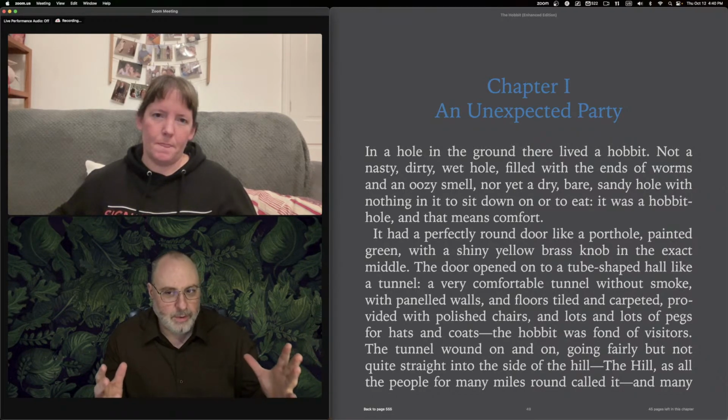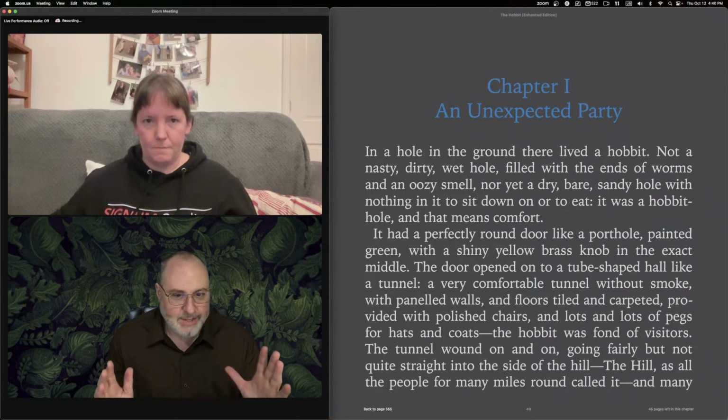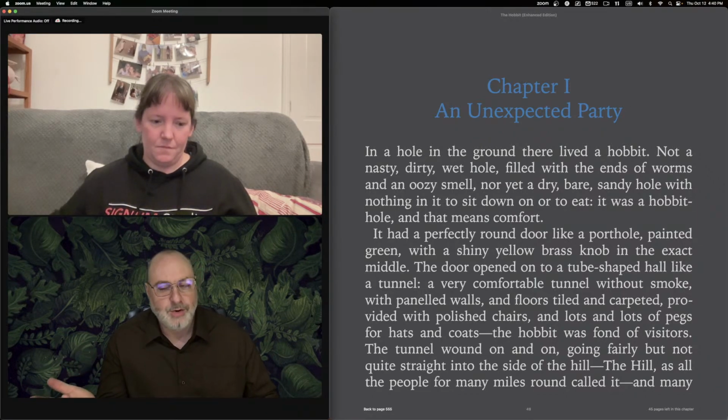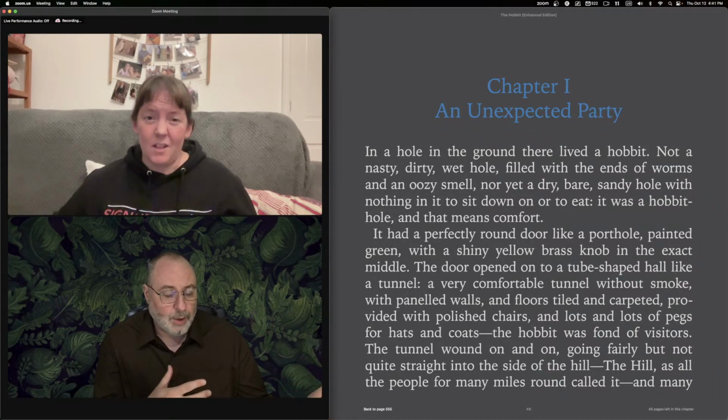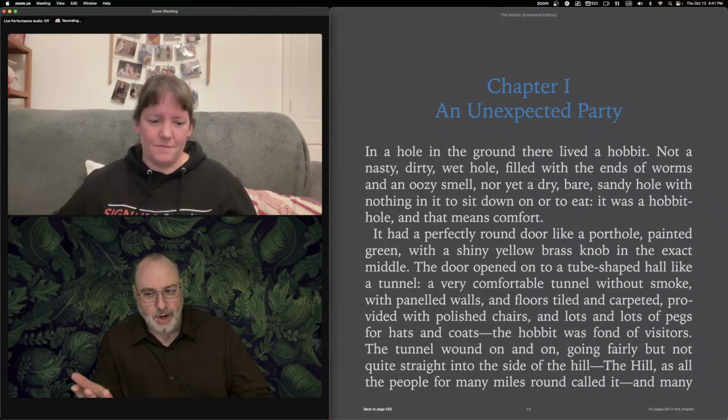Like the first hole you imagine might have been disgusting. It's the second one, the dry, bare, sandy hole. Right. Is like a cleaner, nicer hole in the ground than the first hole. Still a hole. Yeah. Right. But it's still just a hole in the ground.